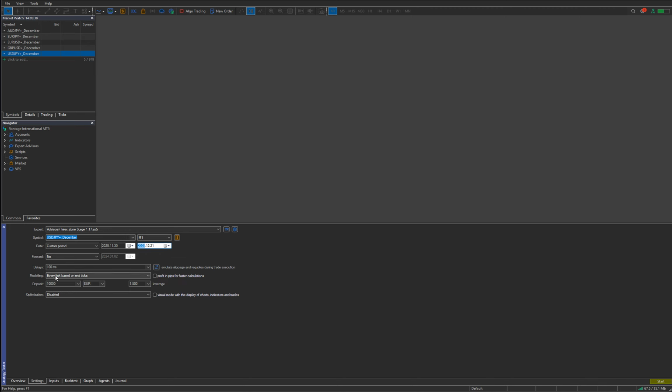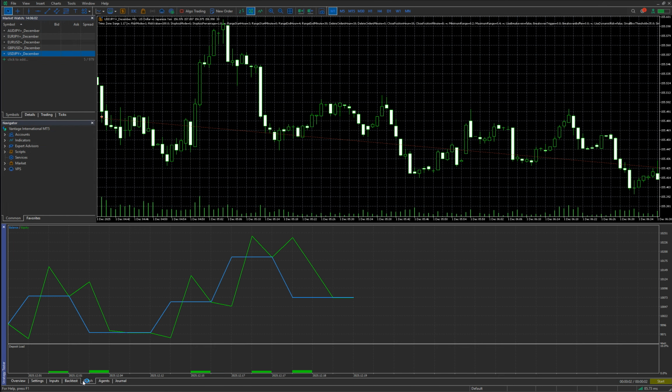We're obviously running it on every tick based on real tick, since this is the highest quality tick data. Anything else is not legit. We're running a delay of 100 milliseconds, which is pretty much the same as what I'm running. It's even worse, I think. We're running it on a 10,000 euro account, 1 to 500 leverage, but this doesn't really matter. And that's pretty much it. So let me just start the test, and then I'll go to the graph, make this bigger, and show you the result.